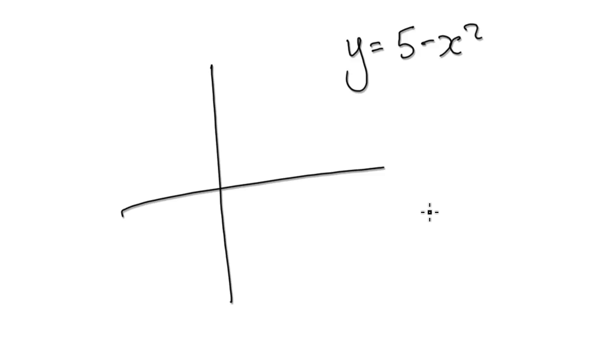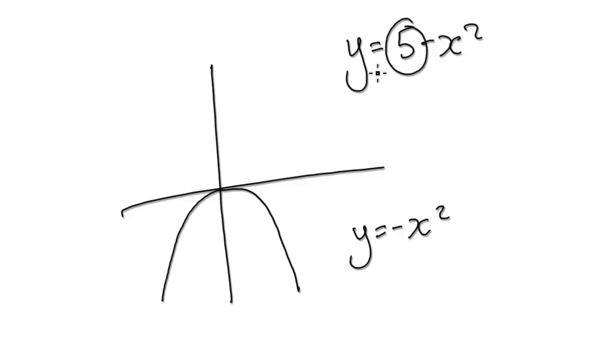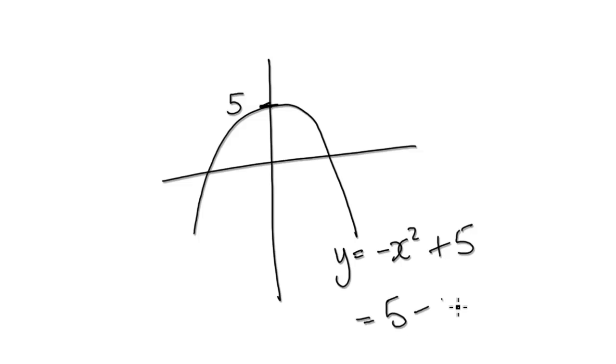So let me start again. So when given this, 5 minus x squared, in your mind, picture negative x squared, which will look like this, and then you add 5. So you drag everything up by 5, so it looks like this. So your final answer would be this. And then this here would be positive 5. So this is y equals, well, you can have it like this, or you can have it like this, 5 minus x squared. Okay, so this is your final answer.